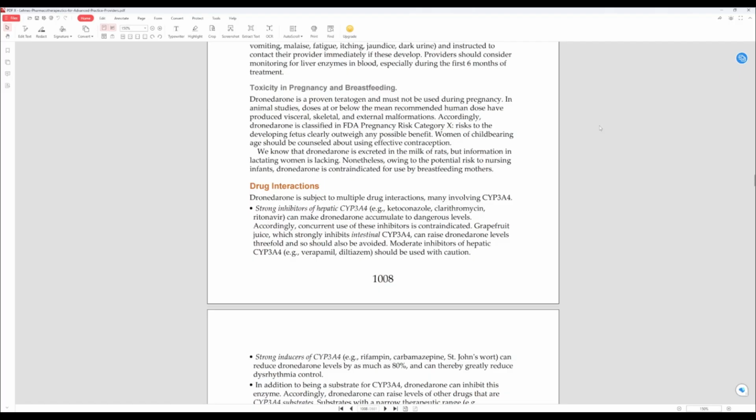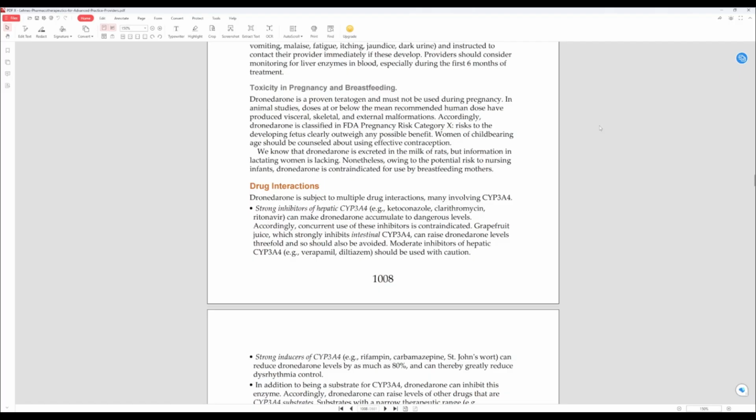contraception. We know that the medication is also excreted in the milk of rats, but information in lactating women is currently still lacking. Nonetheless, you probably shouldn't take the medication if you're nursing, to decrease the risk to a breastfeeding infant.